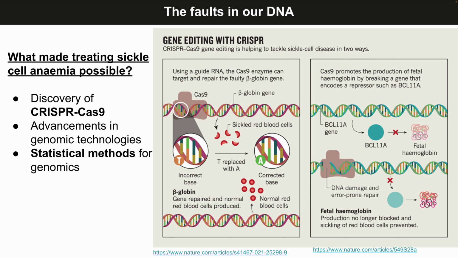If I did not know to begin with what is different between sickle cell anemia patients and the people who are normal, that in itself is a problem of statistics. How do you figure out what is different between two different sets of people, what is different in terms of their genetic sequences?